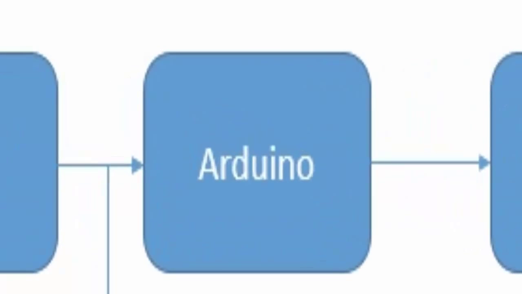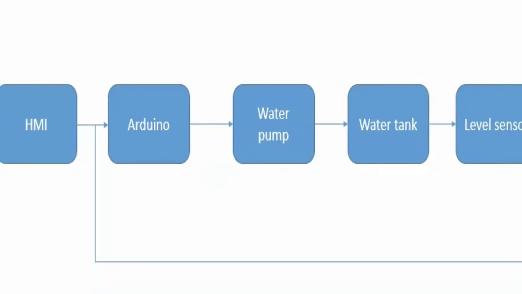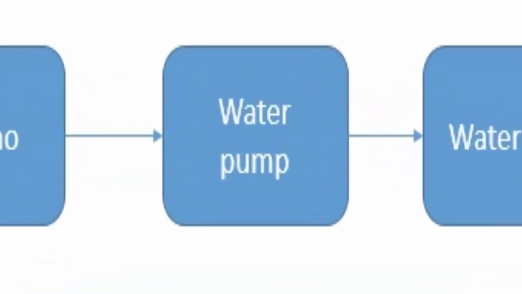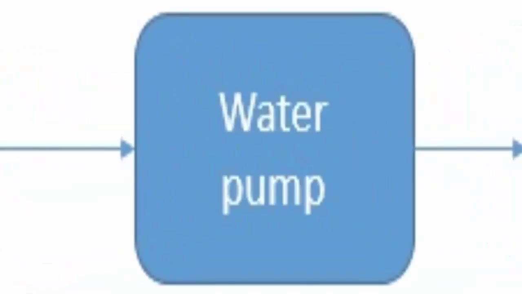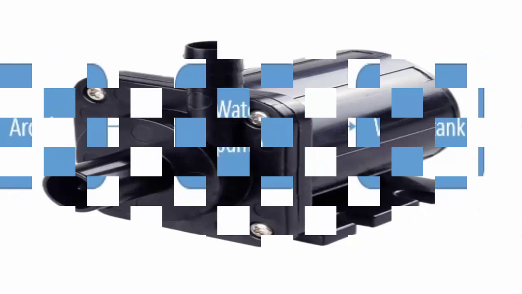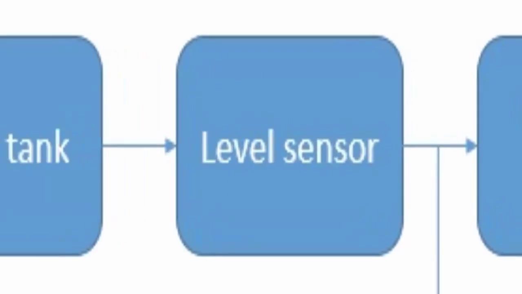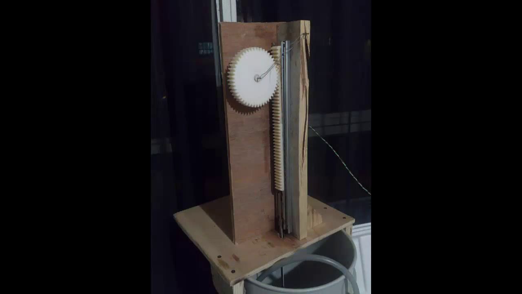Arduino. This is the data acquisition system. Water pump. Its function is to provide the water needed to maintain the level in the tank. Sensor. It measures the water level in the tank.